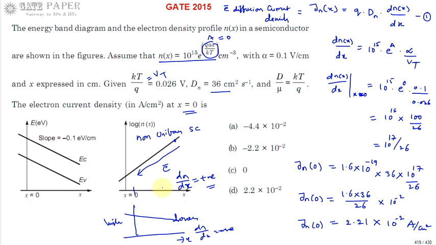If you take the difference, high minus low is always positive. The slope of this one is positive, and the slope of the other is negative. According to our diagram the slope is positive, so you get a positive value. The right answer is 2.2 into 10 power minus 2. If the log N of x diagram were given the other way, you would get minus 2.2. So the right answer for this question is 2.2 into 10 power minus 2 ampere per centimeter square. Thank you.